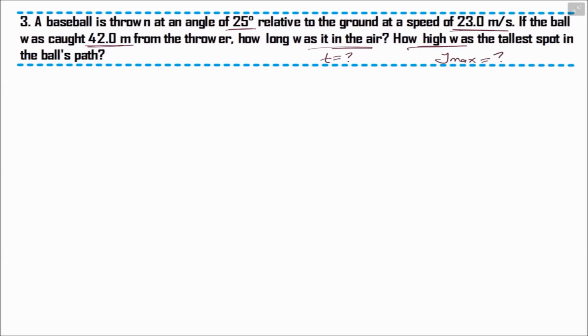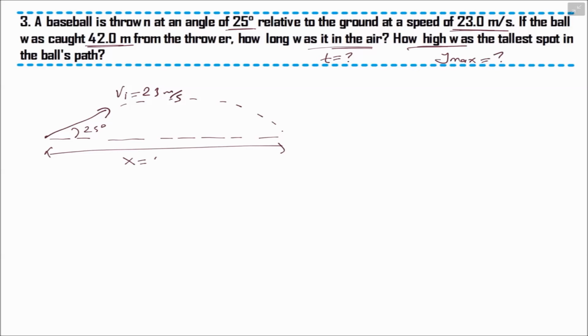So if we draw this, it will be like that. V initial is 23 meter per second, and the angle with the ground is 25 degrees, and it will follow a path like this. X is equal to 42 meter, and this initial velocity has components v initial x and v initial y. First of all, we have to calculate initial x and initial y.